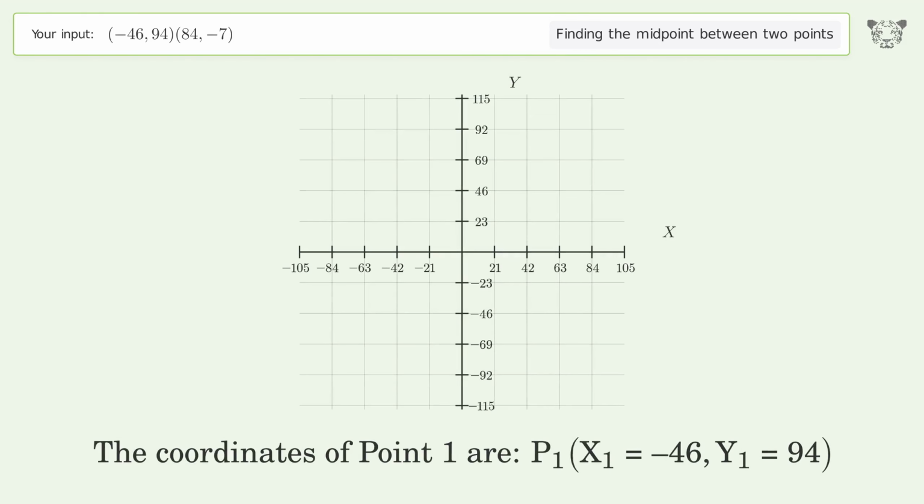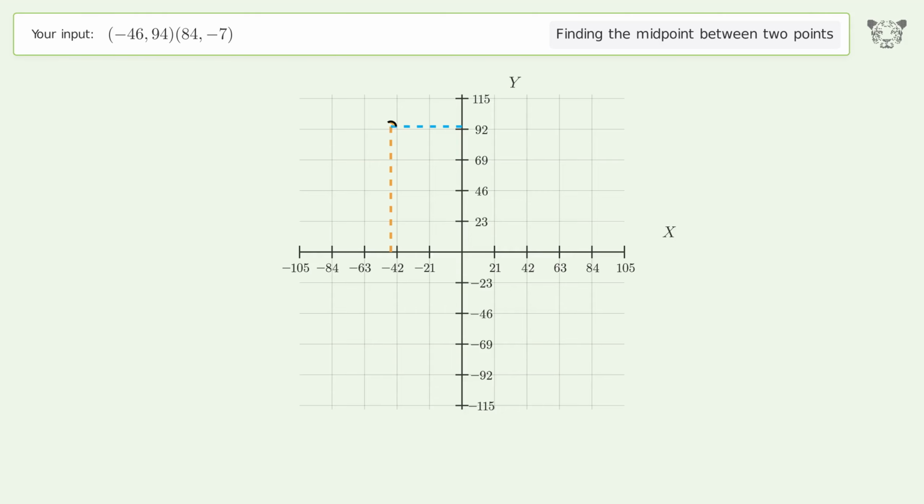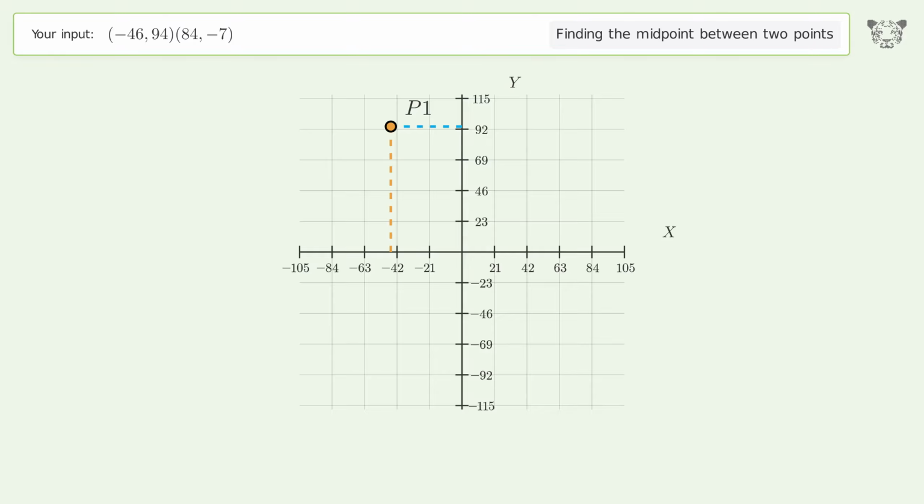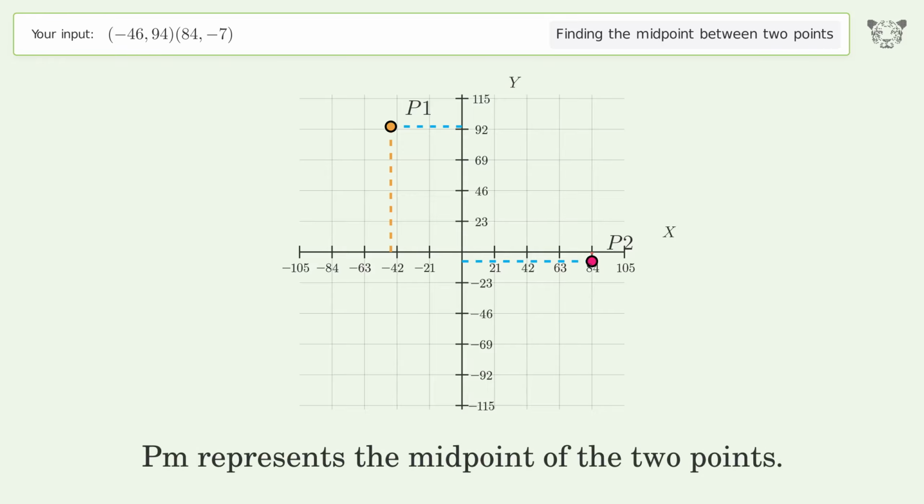The coordinates of point 1 are x1 equals -46, y1 equals 94. The coordinates of point 2 are x2 equals 84, y2 equals -7. PM represents the midpoint of the 2 points.